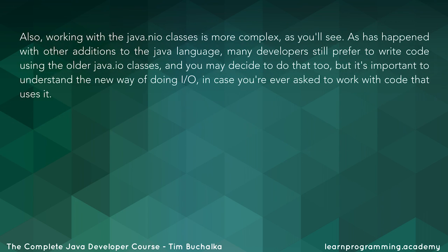Also, working with java.nio classes is more complex, and you'll see that when we start writing some code. As has happened with other additions to the Java language, many developers still prefer to write code using the older java.io classes, and you may very well decide to do that as well, but I do feel it's important to understand the new way of doing I/O with the java.nio package, just in case you're ever asked to work with code that uses it.